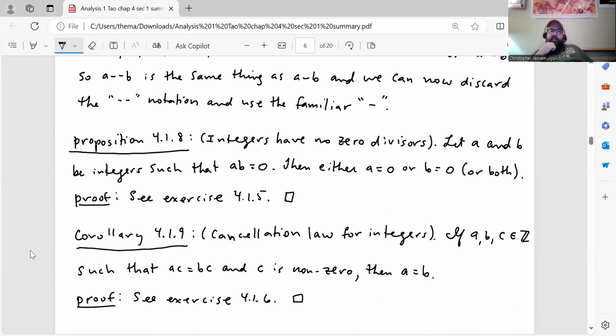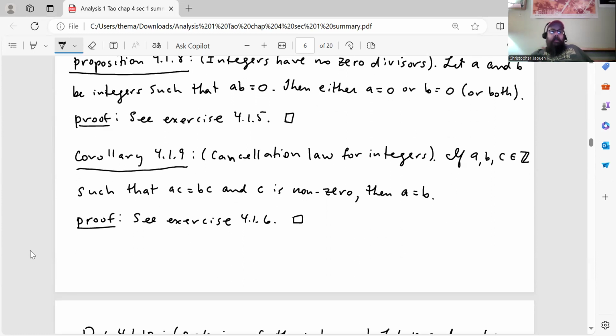Okay, proposition 4.1.8. Integers have no zero divisors. Let A and B be integers such that A times B is 0. Then either A is 0 or B is 0 or both. He leaves the proof for an exercise, so we'll deal with that in the next video.